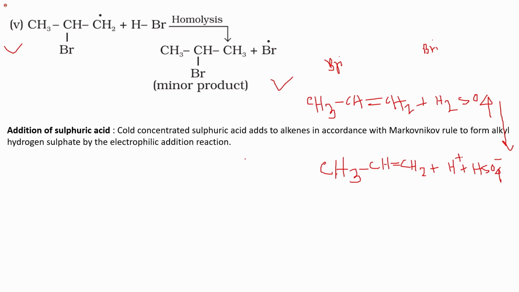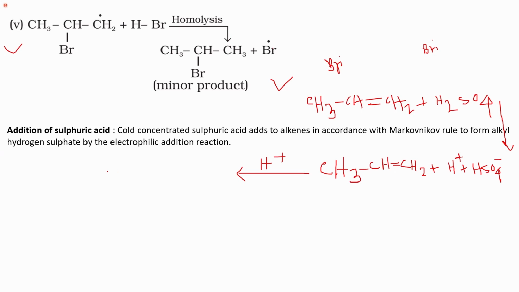So concentrated H2SO4 adds to alkene in accordance with the Markovnikov rule to form the alkyl hydrogen sulfate by electrophilic addition. As you know, it will follow the Markovnikov rule, because it is going via a carbocation intermediate. Now if it is going via a carbocation intermediate, first what will it form? So you have this CH3, CH double bond, CH2. Now let's say you add the H plus. First the H plus addition will happen, then it will form the more stable carbocation.